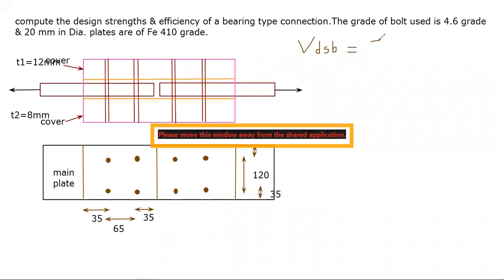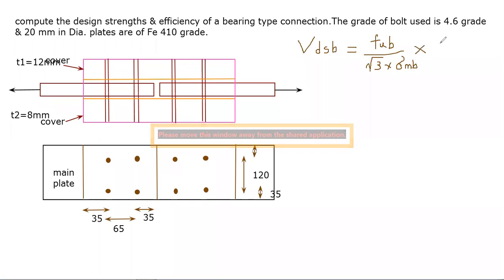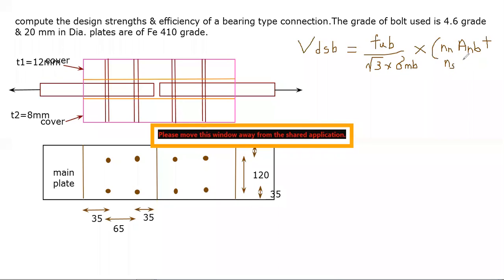VDSB is equal to FUB divided by root 3 into gamma MB, multiplied by (NN into ANB plus NS into ASB). So this is the formula for the strength of the bolted connection.